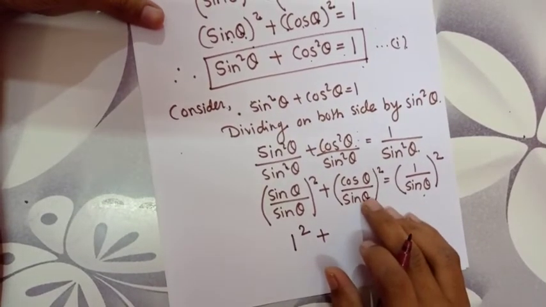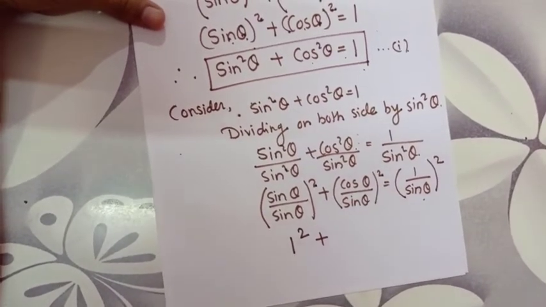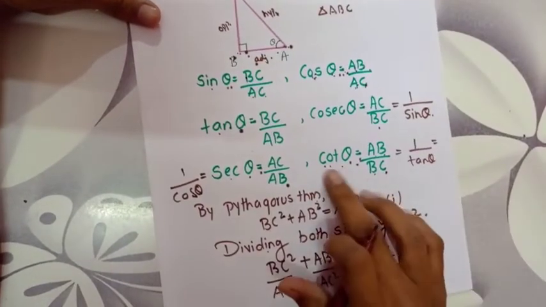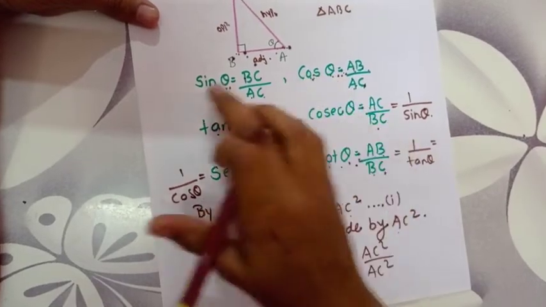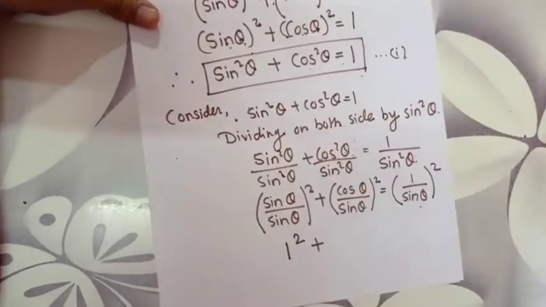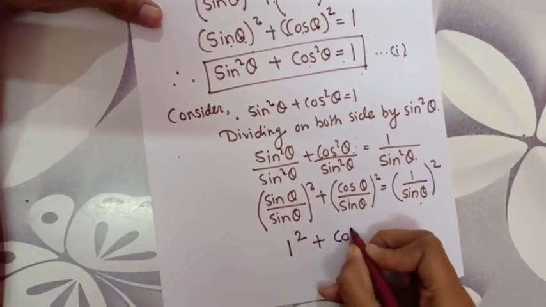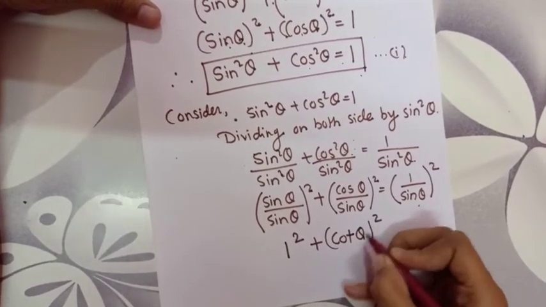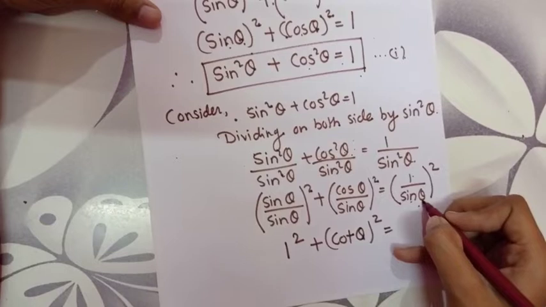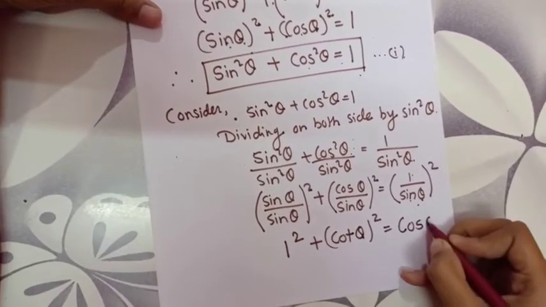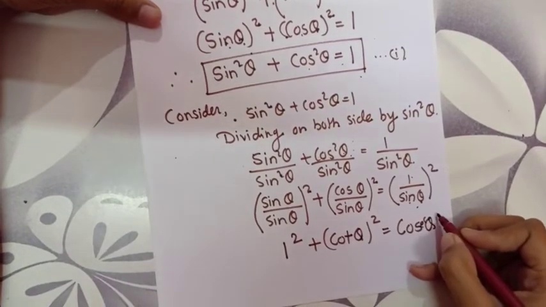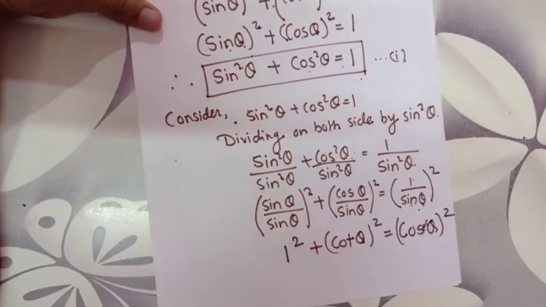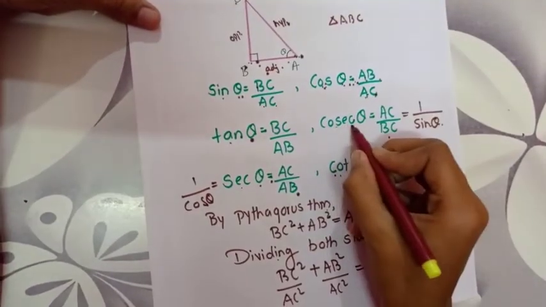theta. As you know, tan theta is sin theta by cos theta. Here we have written that cot theta is equal to 1 by tan theta, that is cos theta by sin theta. Therefore here cos theta by sin theta is cot theta whole square, which is equal to 1 by sin theta whole square, that is cosecant theta whole square. Here we have written cosec theta is equal to 1 by sin theta.